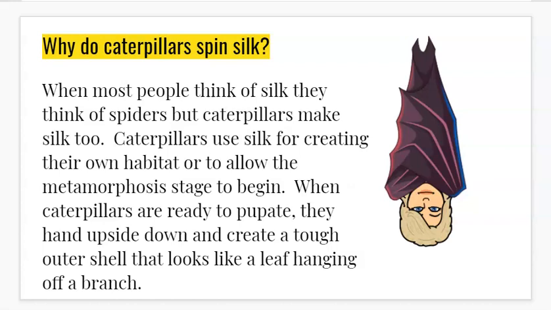Why do caterpillars spin silk? When most people think of silk, they think of spiders, but caterpillars make silk too. Caterpillars use silk for creating their own habitat or to allow the metamorphosis stage to begin. When caterpillars are ready to pupate, they hang upside down and they create a tough outer shell that looks like a leaf hanging off of a branch.